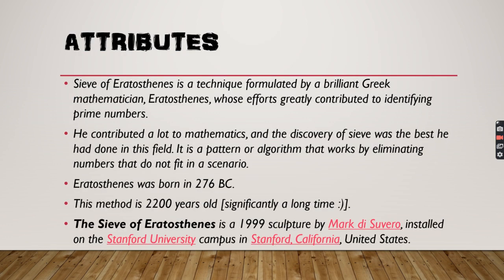Moving forward, let us see some of the attributes. The Sieve of Eratosthenes is a technique formulated by a brilliant Greek mathematician, Eratosthenes, whose efforts greatly contributed to identifying prime numbers. Eratosthenes was born in 276 BC. This method is 2200 years old, so it's been a very long time. He contributed a lot to mathematics, and the discovery of the sieve was the best he had done in this field. It is a pattern or algorithm that works by eliminating numbers that do not fit a scenario. The Sieve of Eratosthenes is also a 1999 sculpture by Mark di Suvero, installed on the Stanford University campus in Stanford, California, United States.